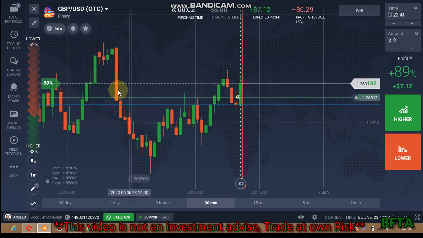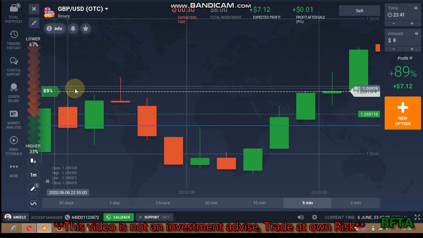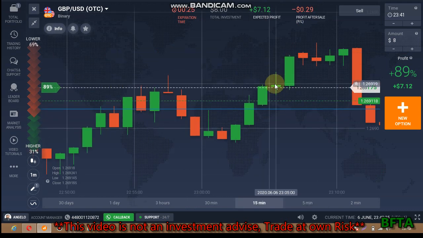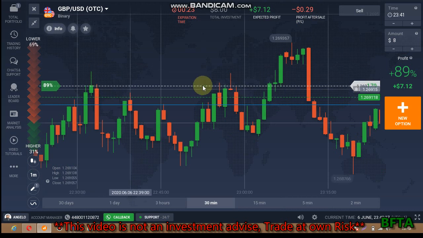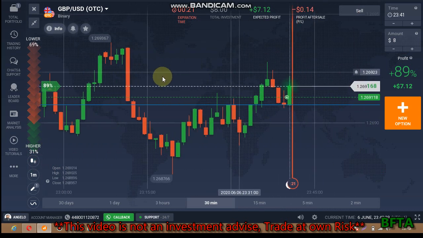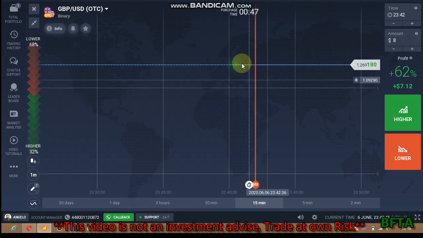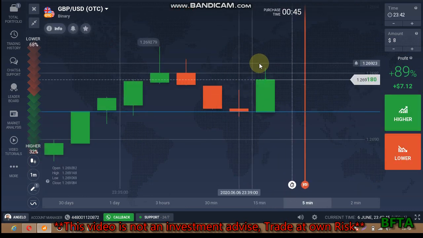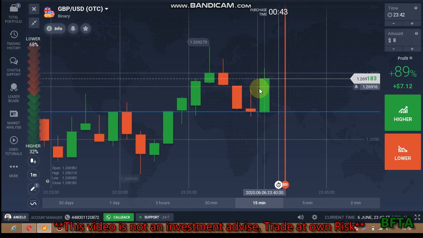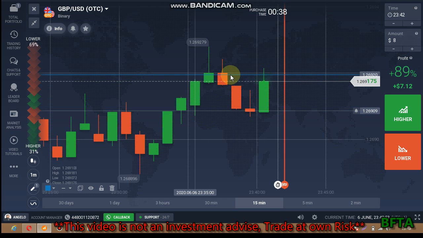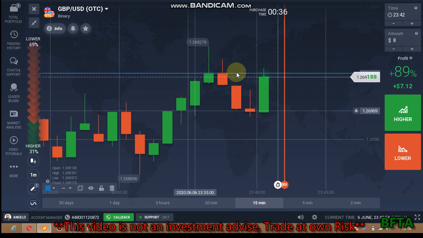So let me check what happened here. You can see strong rejections. It means there must be a strong rejection on this candle as well, but because of fast moment I may lose this trade. You can see the buyers entered very strongly. We have the next level here.